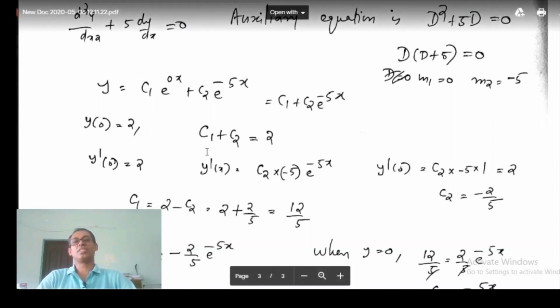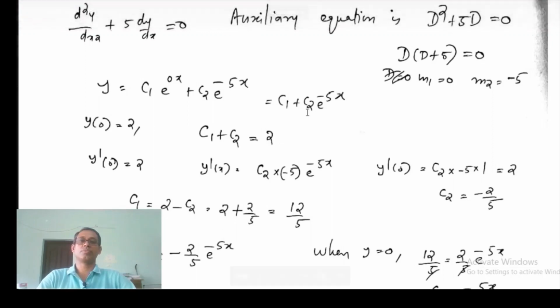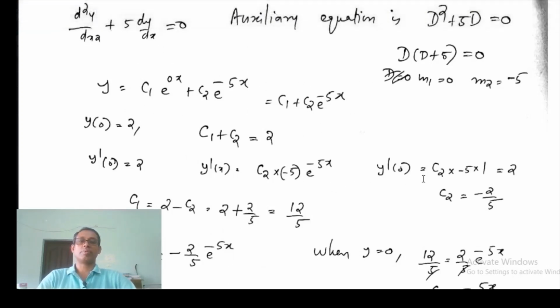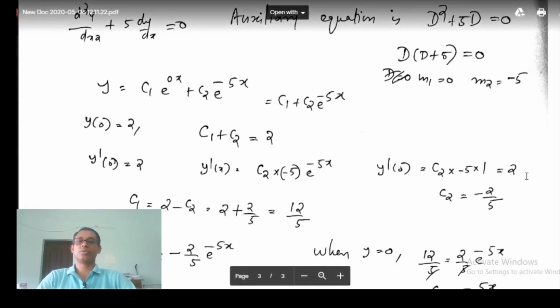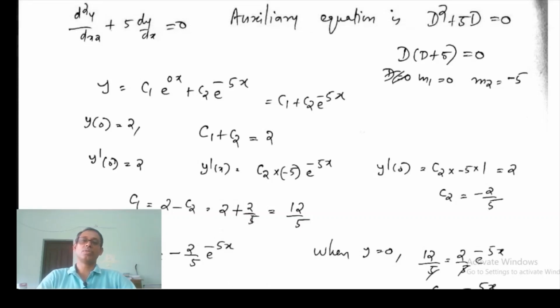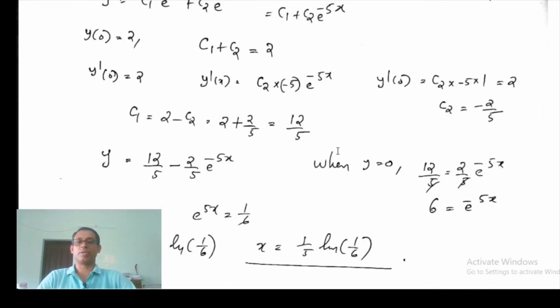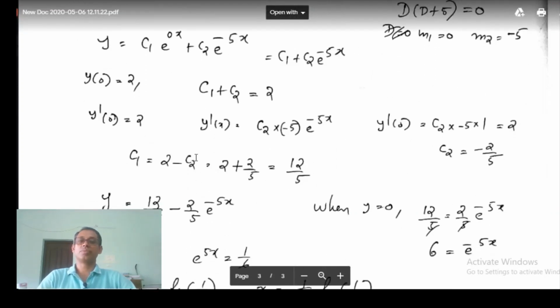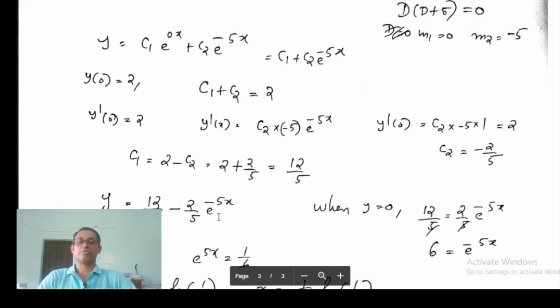This is given to us, so c1 plus c2 is 2. Okay, and y prime of 0, so we have to differentiate this with respect to x, so this will be c2 minus, so y prime of 0 will be equal to that, which is 2, so c2 is equal to minus 2 by 5, so c1 is equal to 2 plus 2 by 5, that is equal to 12 by 5.